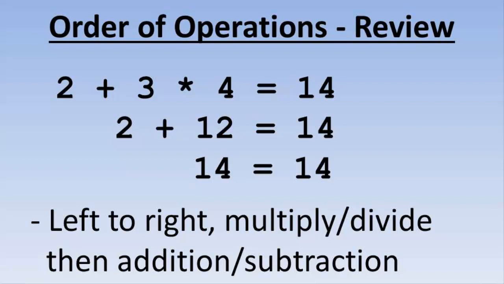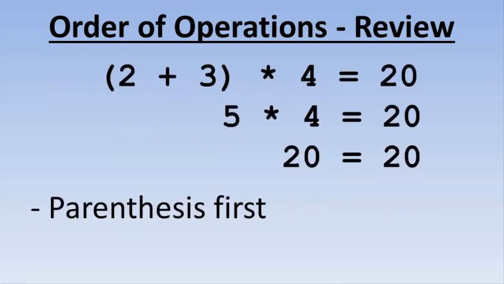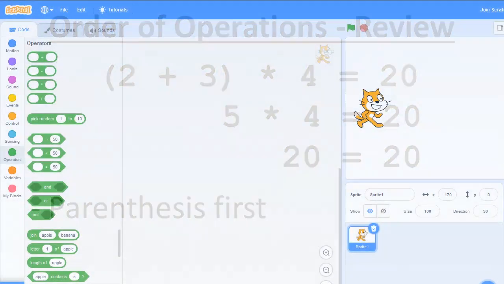If we alter that problem a little bit, and we do put parentheses in, so we have in parentheses 2 plus 3, then times 4. The parentheses are always done first before any addition, subtraction, multiplication, division. So 2 plus 3 is 5, and then we multiply that times 4 to get 20.